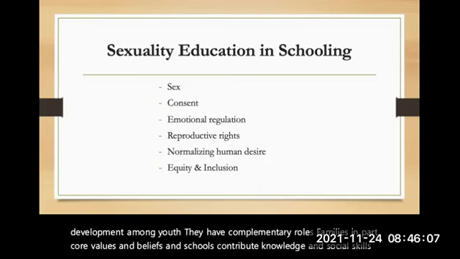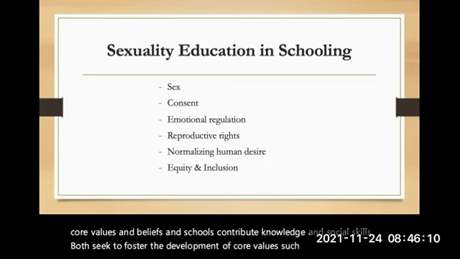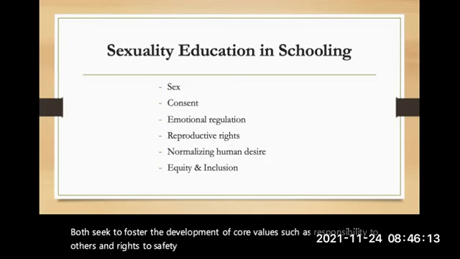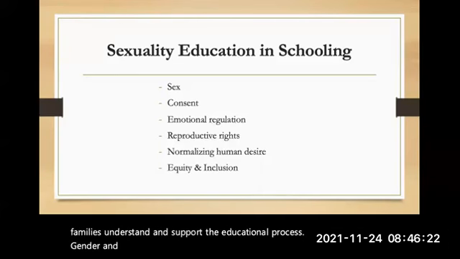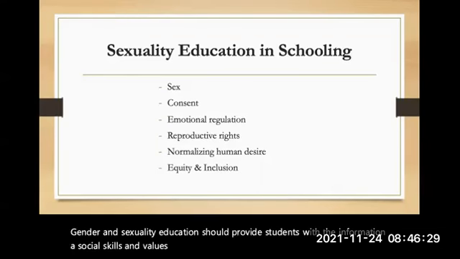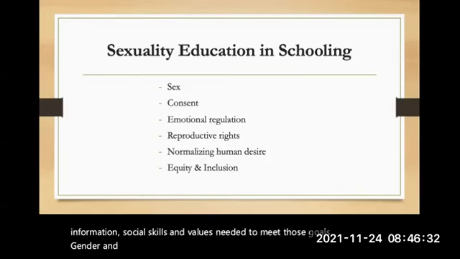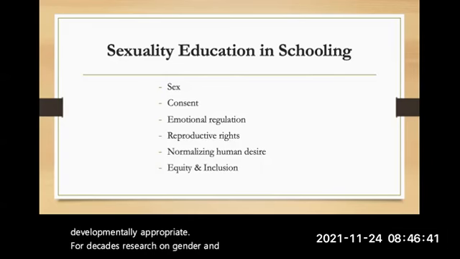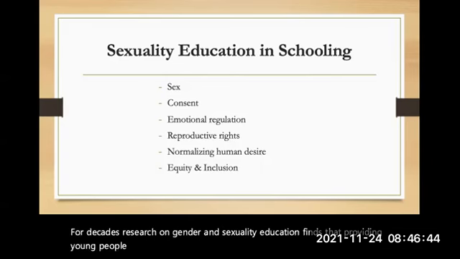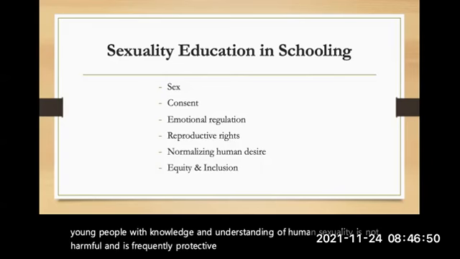Both seek to foster the development of core values, such as responsibility to others and rights to safety, health, and happiness. Schools work best when families understand and support the educational process. Gender and sexuality education should provide students with the information, social skills, and values needed to meet those goals. Gender and sexuality education should be medically accurate and developmentally appropriate. For decades, research on gender and sexuality education finds that providing young people with knowledge and understanding of human sexuality is not harmful and is frequently protective of life and health.